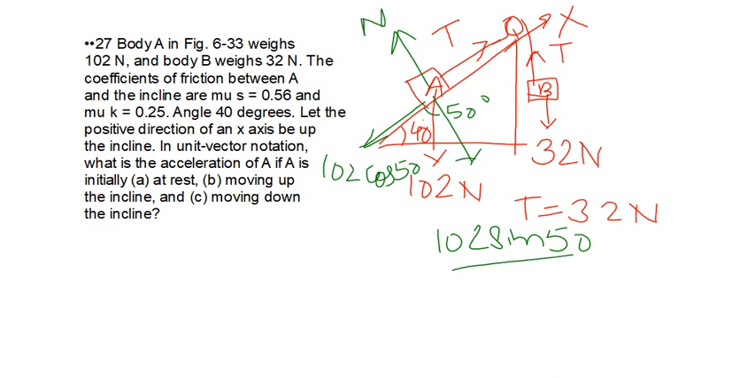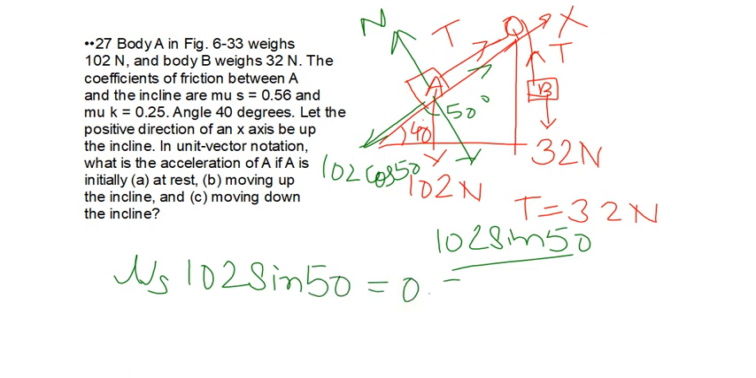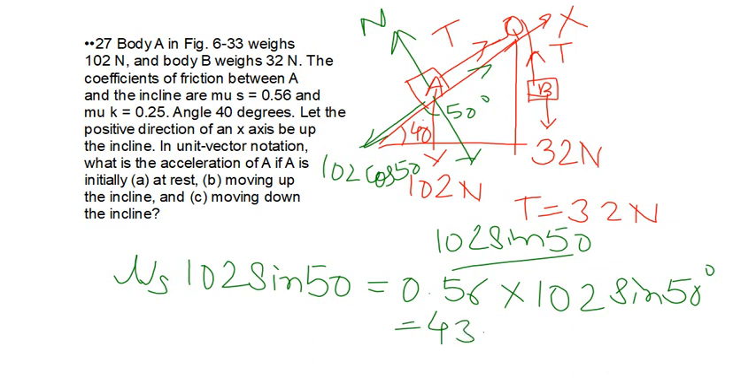So the static friction that is acting, because the block will tend to move down the inclined plane, so the static friction will act up, and that will be mu s times 102 sin 50. So mu s is 0.56, so this becomes 0.56 times 102 sin 50. If you calculate this, this comes out to be 43.75 newtons.